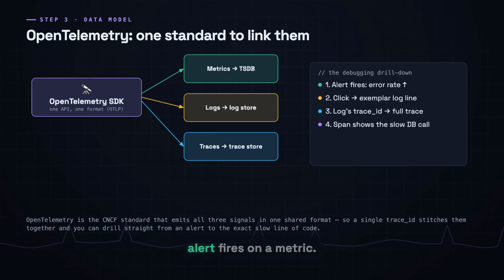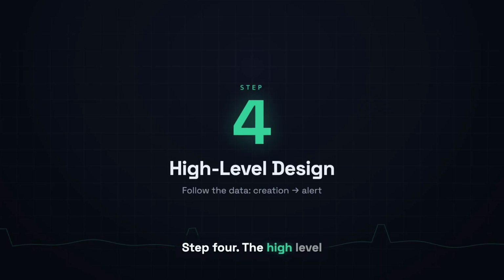An alert fires on a metric. You click straight to an example log line. That log's trace id opens the full trace. And the trace points to the exact slow database call, from symptom to root cause in seconds, not hours. Step 4, the high-level design.